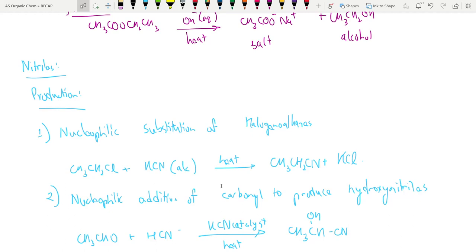So ethanal, for example, reacts with HCN, the reagent, in the presence of KCN catalyst and heat to produce hydroxynitriles. Why are these two reactions so important in organic chemistry? Because using them, we can increase the number of carbon atoms. Okay, so this is very important for drug synthesis.